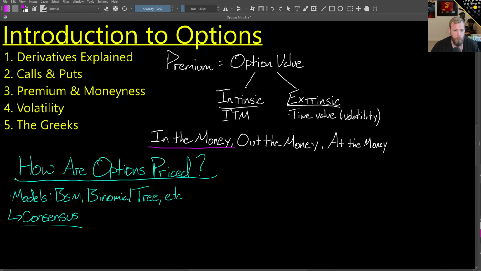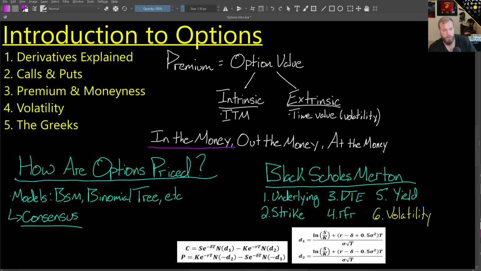So what I want to show you is the Black-Scholes Merton model, which is just a differential equation. It might look kind of crazy. I have some specific videos that walk through this in detail. I'm not going to go into detail on all of this. I'm just showing you how this model prices options.